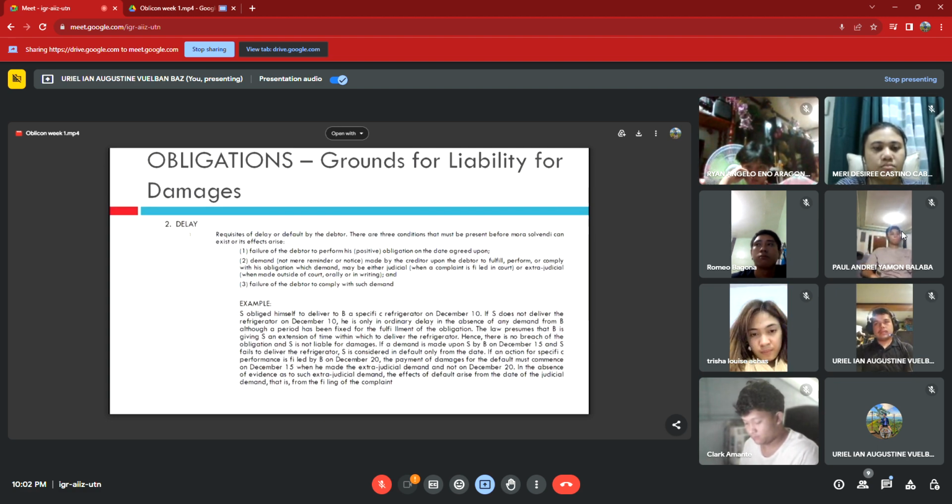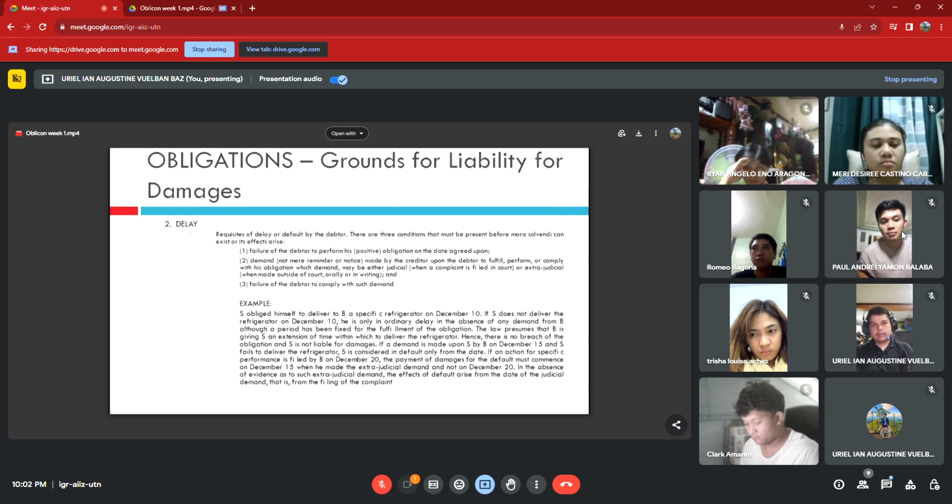Number one, failure of the debtor to perform his obligation, a positive obligation, only an obligation to give and an obligation to do, on the date agreed upon. Second, demand, not a mere reminder or notice, made by the creditor upon the debtor to fulfill, perform, or comply with his obligation, which demand may either be through court or extrajudicial, you yourself write it, or through a lawyer when made outside of the court, orally or in writing. And third, the debtor still has not performed despite your demand.